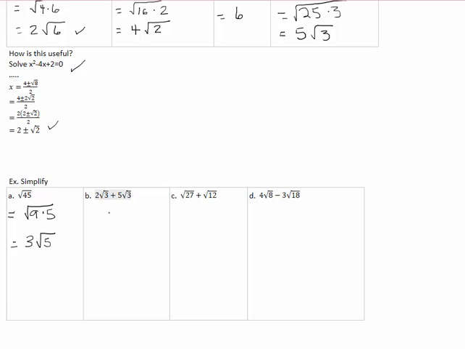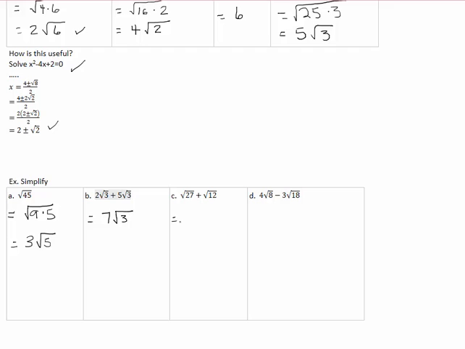Here, I realize that I have like terms. I have 2 square roots of 3 plus 5 square roots of 3. So in order to simplify it, I can add the numbers outside the radicals together and leave the number under the radical the same. That 3 does not change. Do not add it to form 6.